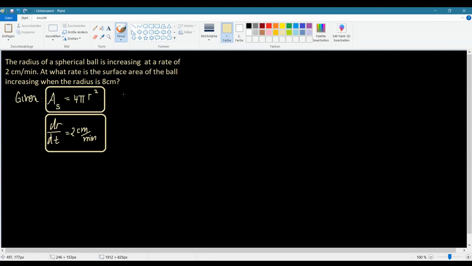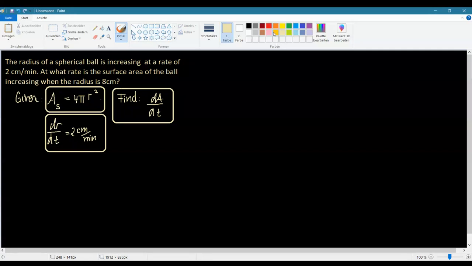Okay. Well, what are we looking for, right? What are we finding? We're going to try to find dA by dt, so the change in the area over the change in time. Well, we know the area, and the change of the area is going to be the differentiation of this formula. And we're going to need to use the chain rule there. So let's get started on the actual math.